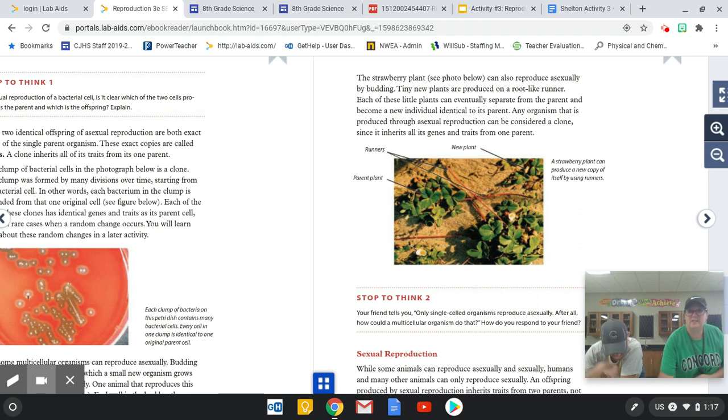So let's take a look at this photo before moving on to the stopping to think. So this is a strawberry plant, and a strawberry plant can produce a new copy of itself by runners. So these things right here are the actual runners, okay? This is the parent plant. So these runners come off of this parent plant, okay? And here is an example of a new plant.